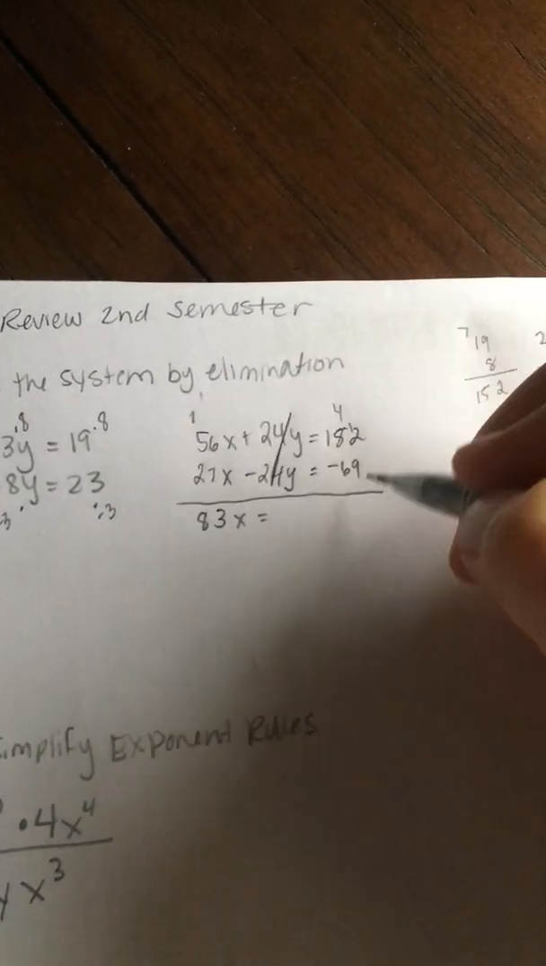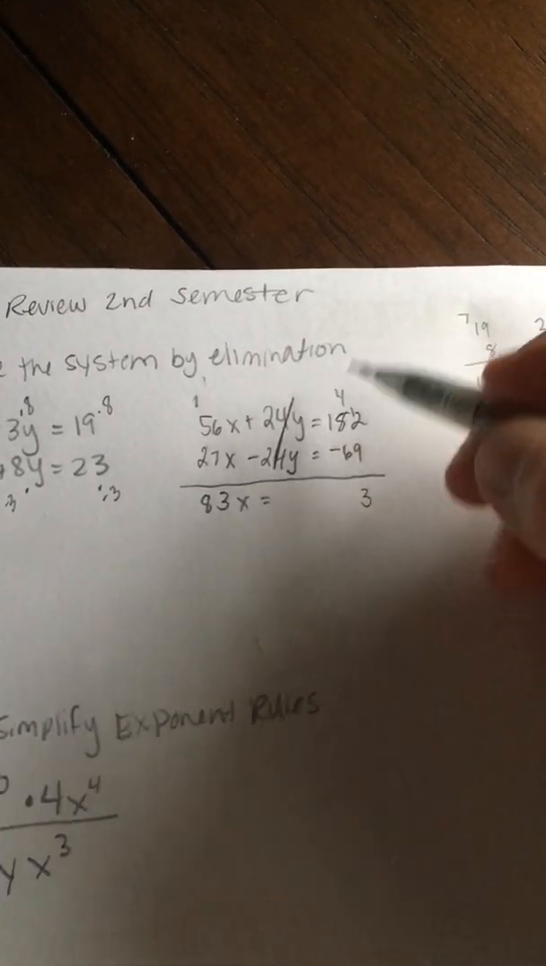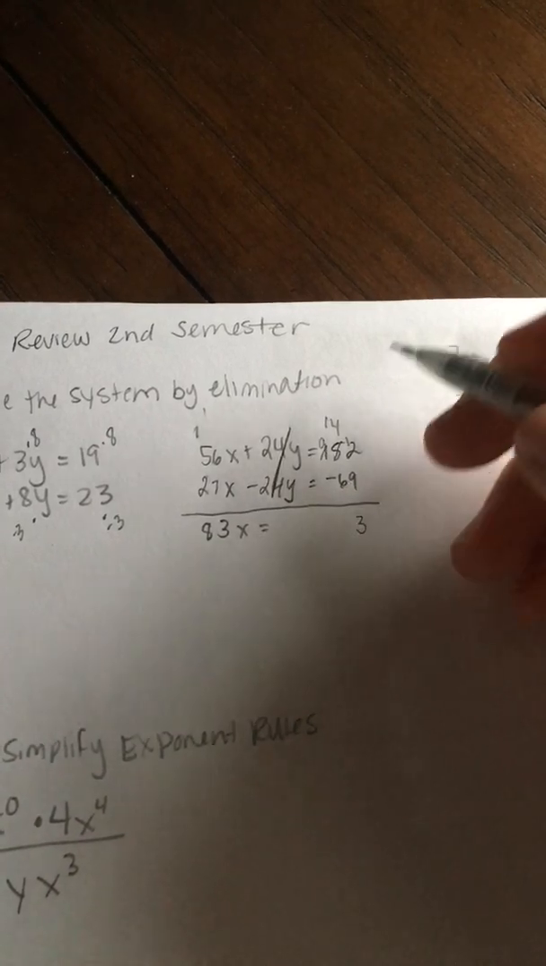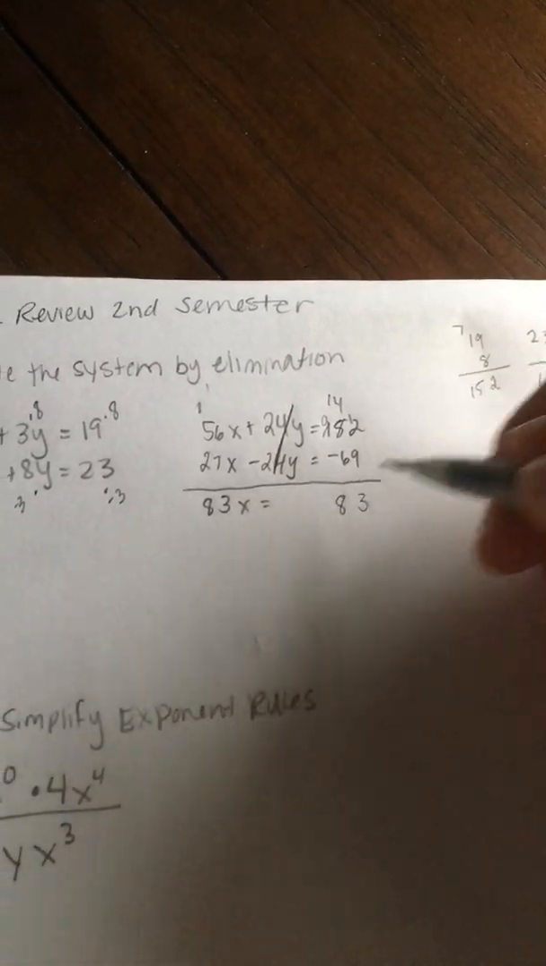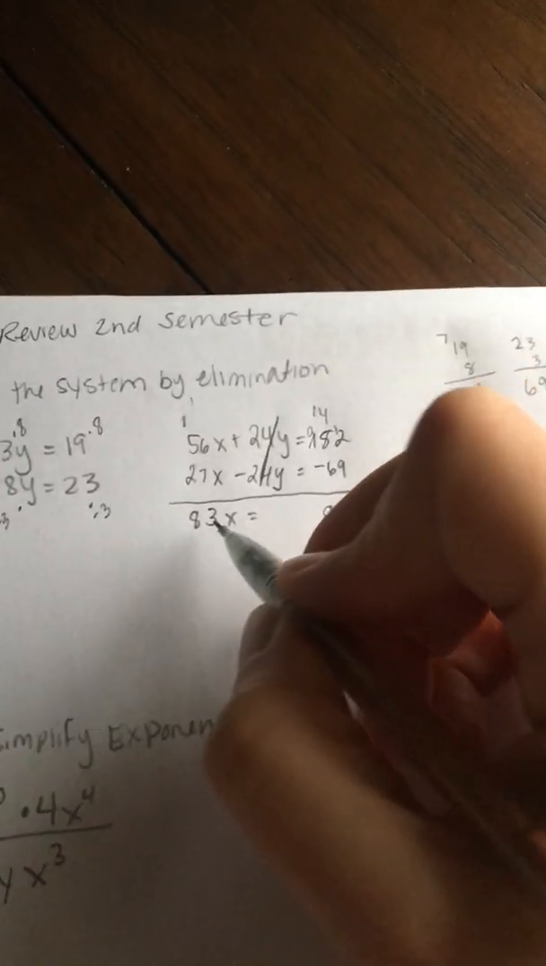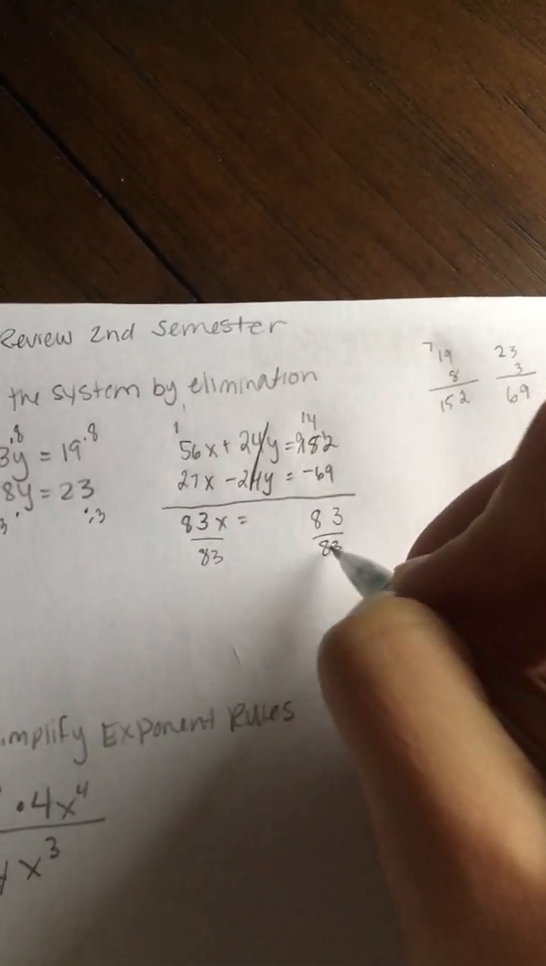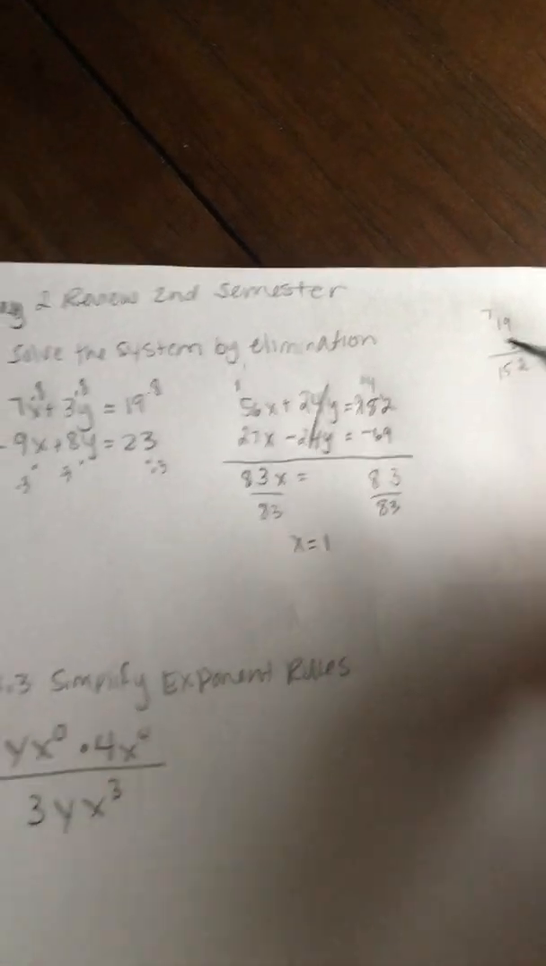12 minus 9 is 3. Borrow. 14 minus 6 is 8. I get a positive 83. So now I divide to get the x alone, and I'm seeing that x equals 1.